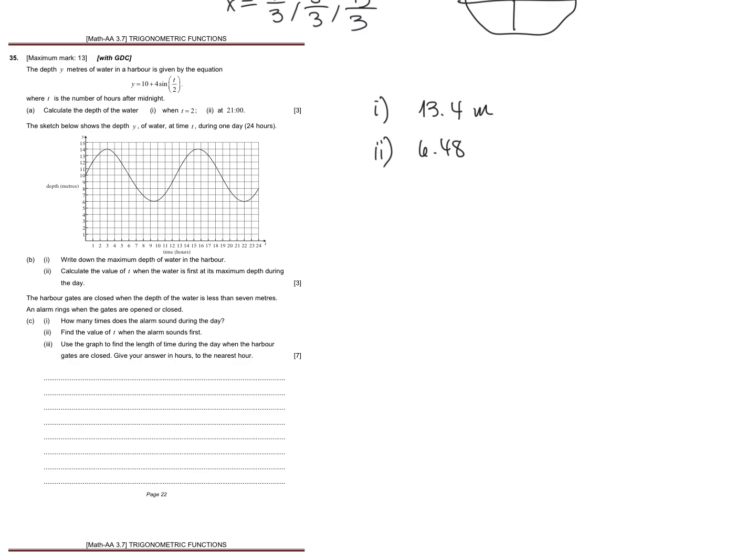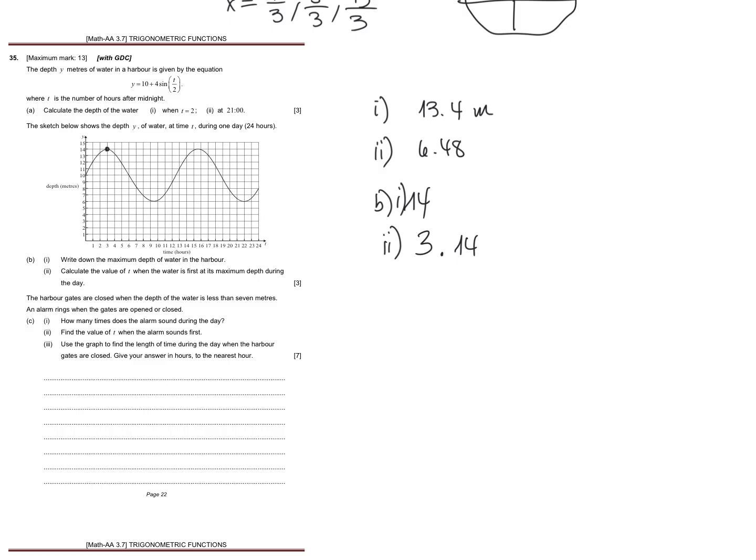All right, B, write down the max depth of the water. That's 14. Calculate the value of T when the water is first at its maximum depth. So it's at 3, it looks like. I'm thinking, calculate the value of T, so maybe we should graph this and then find that maximum. Yeah, so it's actually 3.14, so it's pi.